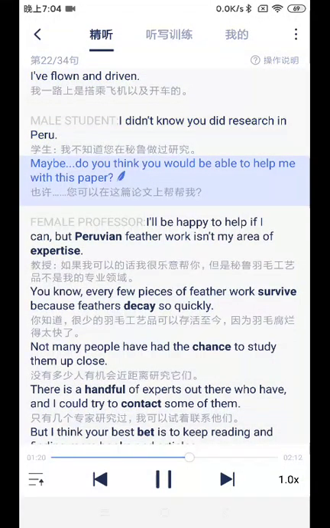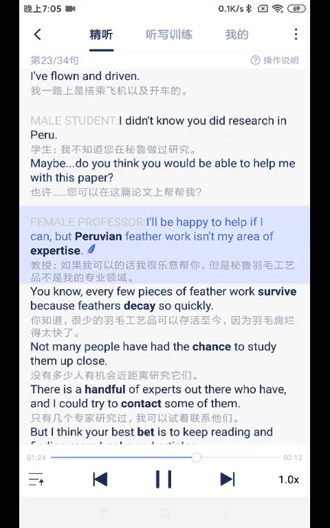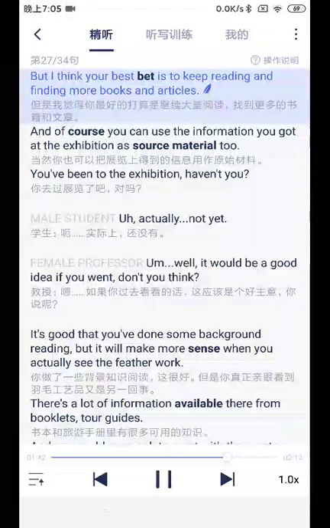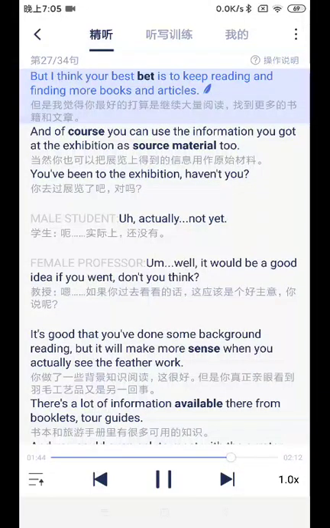Maybe... Do you think you'd be able to help me with this paper? I'll be happy to help if I can, but Peruvian featherwork isn't my area of expertise. You know, very few pieces of featherwork survive because feathers decay so quickly. Not many people have had a chance to study them up close. There's a handful of experts out there who have, and I could try to contact some of them, but I think your best bet is to keep reading and finding more books and articles. And of course you can use the information you got at the exhibition as source material, too.